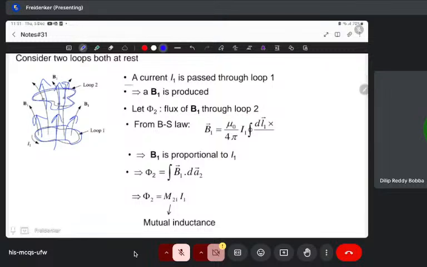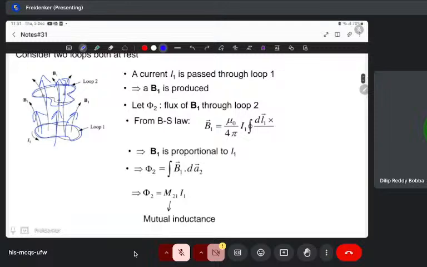Okay, we know current I1 is in loop 1. B1 is produced, fine. So phi 2 is basically the flux of B1, the magnetic flux through loop 2. That is phi 2, fine. Biot-Savart's law is mu naught by 4 pi I into dl1 bar into r cap by r, isn't it? Where r is the distance of separation.